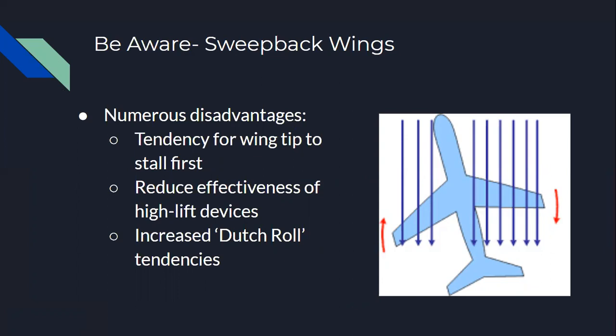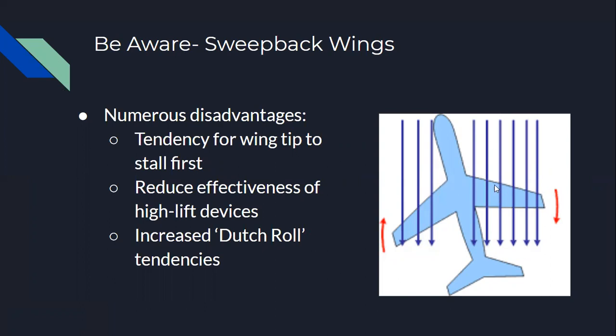In addition, it'll reduce the effectiveness of the high lift devices, such as the flaps along the inner parts of your wings. And you'll also have an increased Dutch roll tendency. This is what happens, such as in this infographic, when you're flying along, somehow you get unstabilized so that one wing is facing into the wind more than the other.